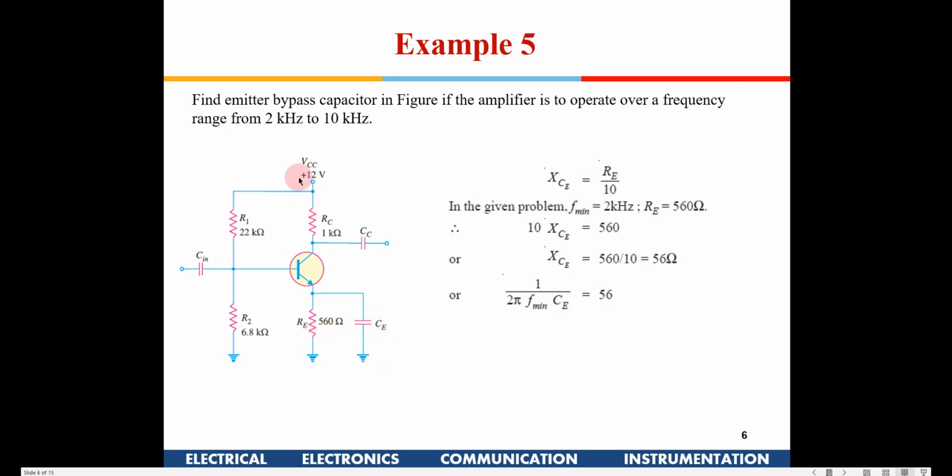So for that also it has to bypass, right? So we can take that value out here, and put F minimum there to compute. Now XE is known as 56, and now we put the F minimum out here, which is 2 kilohertz. If you put that here, 2 into 10 to the power of 3, then we can compute the value of CE. Okay, so this is how we decide CE.